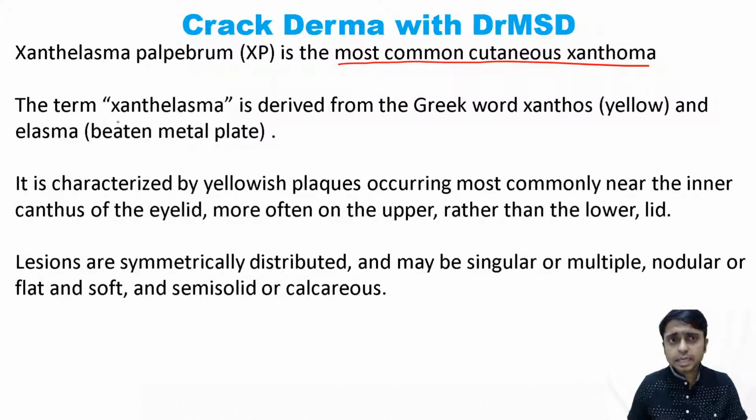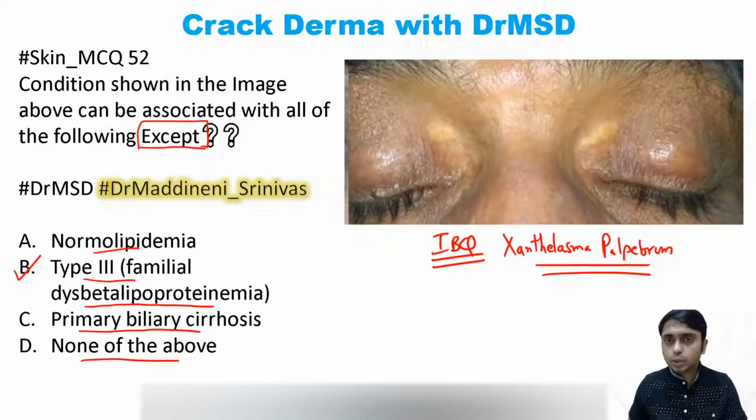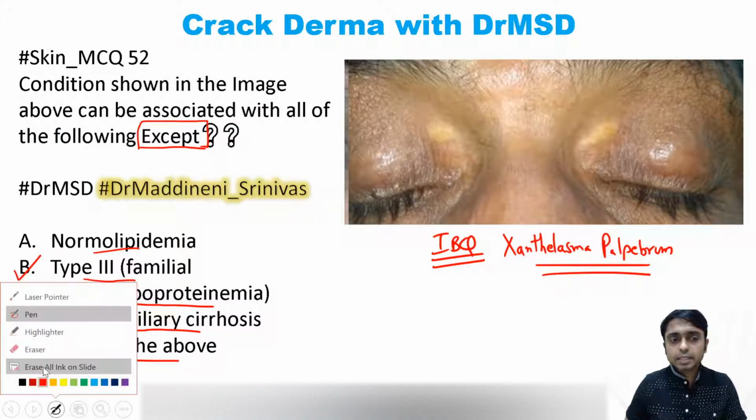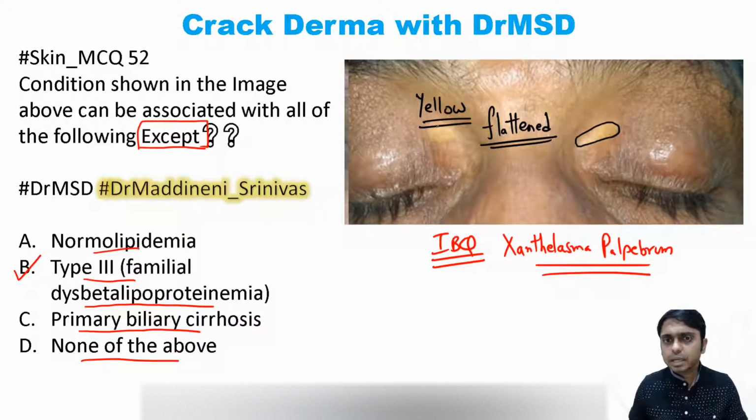The term xanthelasma is derived from the Greek word xanthos, which means yellow, and elasma means beaten metal plate. If you beat a metal plate, it becomes flattened. So the lesions here are also going to have the characteristic yellow color and a flattened type of appearance. You can see that it is not very raised, it appears to be a small plaque. If you touch it, you can feel it.